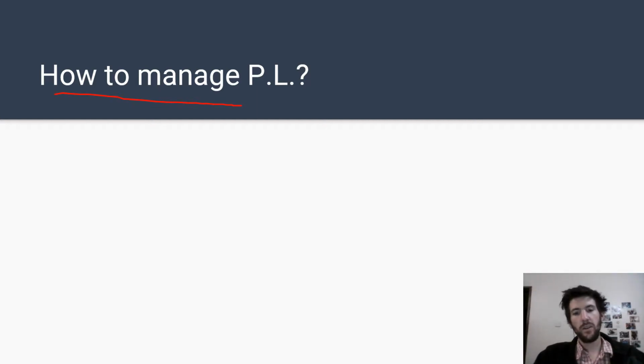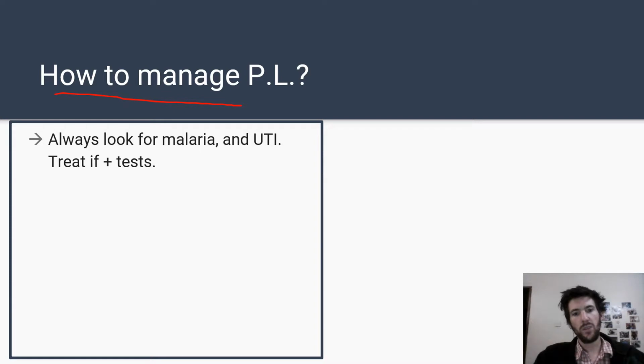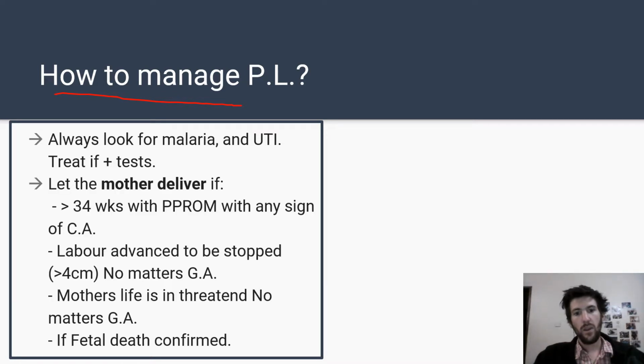So first, if we have anything positive, like the exam for malaria, if we are in an endemic zone or the patient has traveled, or a positive UTI, we have to treat it if we have the positive tests. In addition, we need to take the decision if we are going to give medication to stop this labor or not. So in these situations, I'm going to talk about when we need to let the mother deliver.